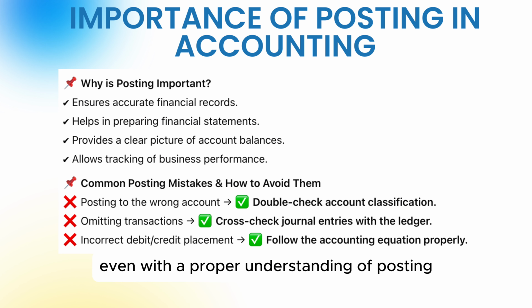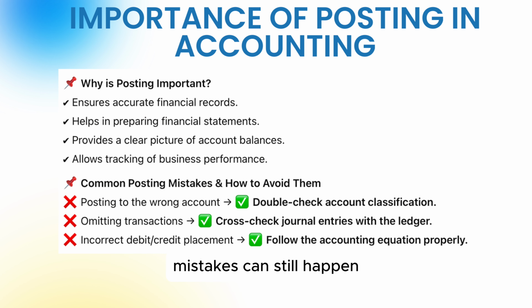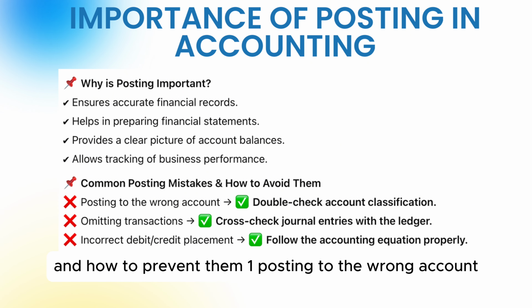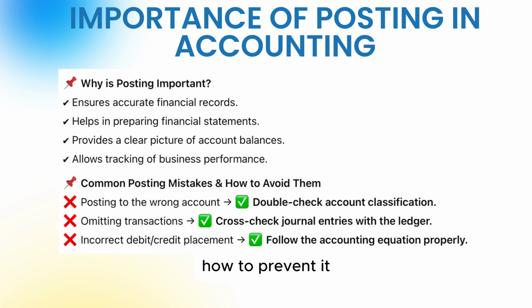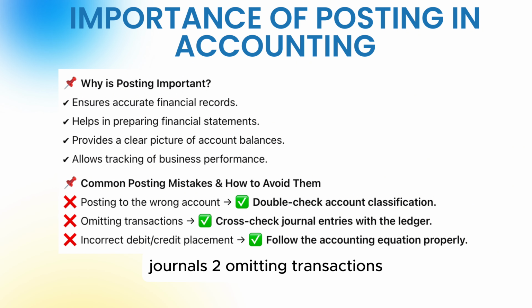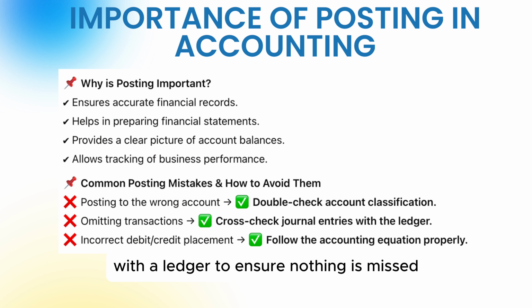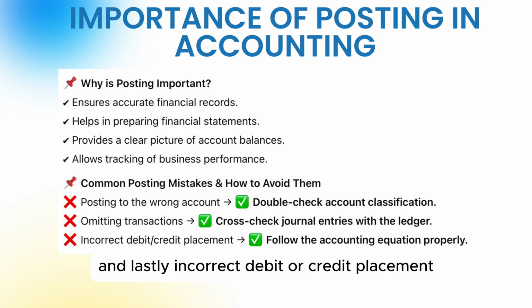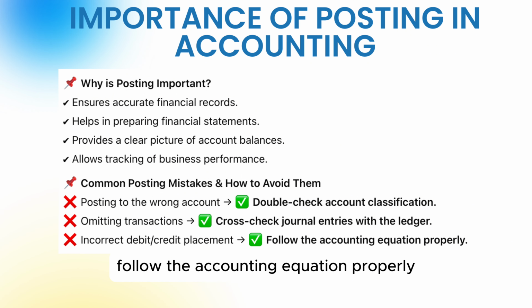Even with a proper understanding of posting, mistakes can still happen. Let's go over some common errors and how to prevent them. 1. Posting to the wrong account. How to prevent it? Double check account classification before transferring journals. 2. Omitting transactions. Cross check journal entries with the ledger to ensure nothing is missed. And lastly, incorrect debit or credit placement. Follow the accounting equation properly to maintain accuracy.